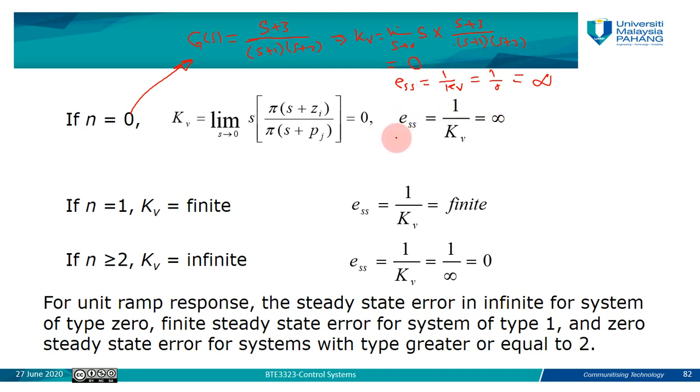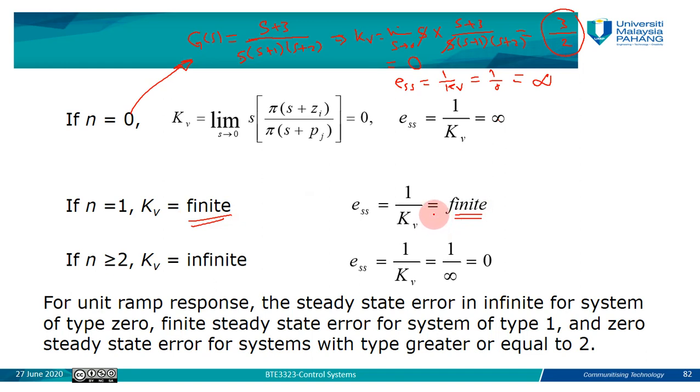But if the system is type 1, that means you have an s here. If you have s here, you will have s at this point, and this s will go with that s. So you still have s plus 3, s plus 1, s plus 2. You substitute each s by 0, and you will have 3 over 1 times 2, so it will be 3 over 2. So this is a constant. If the value of kv is constant, the value of error will also be 1 over a constant, which gives you a constant, a finite number. This is in the case of system type 1.